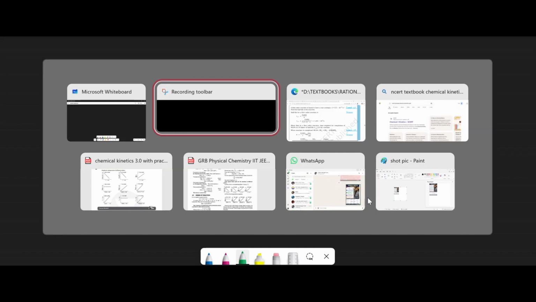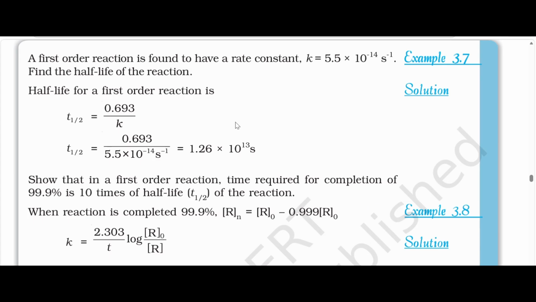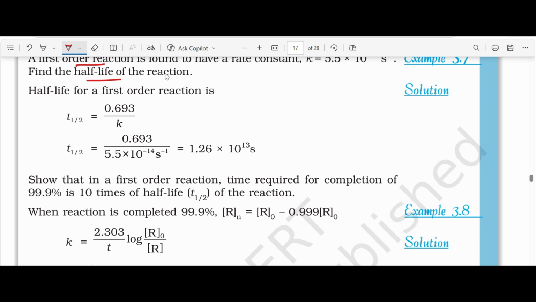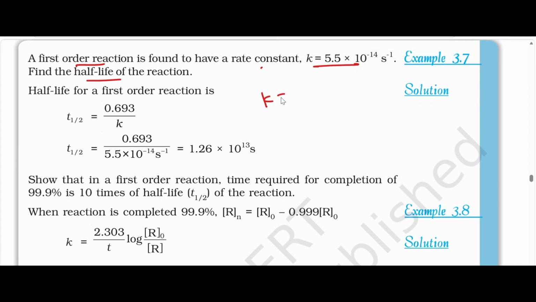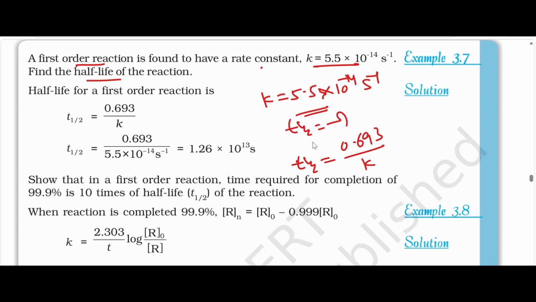Now you can see a few more examples, a few more numericals based on the half life of the first order reaction. They have given a first order reaction with k equal to 5.5 into 10 power minus 14 per second. Then they are asking about t half. Just now we have derived the formula, t half is equal to 0.693 by k. You can substitute and simplify, and you will get the answer.